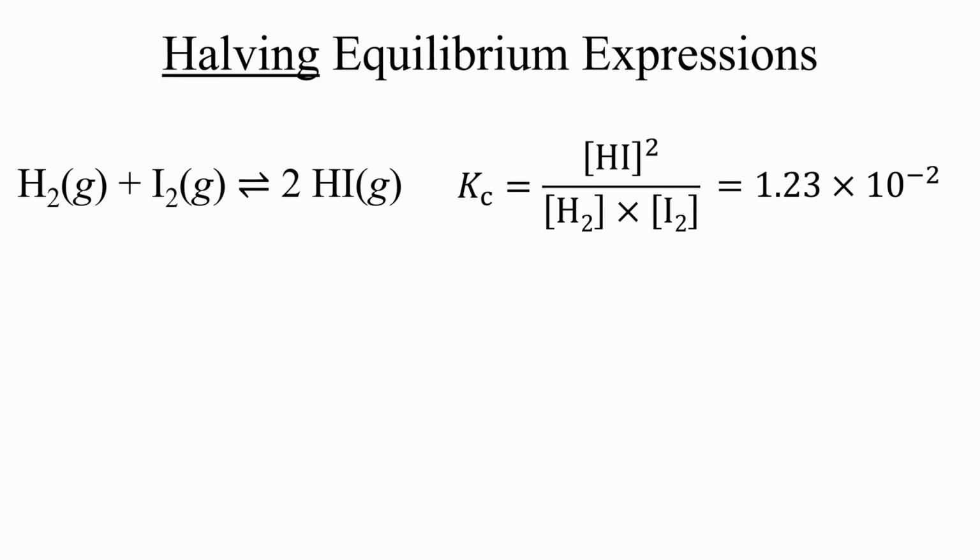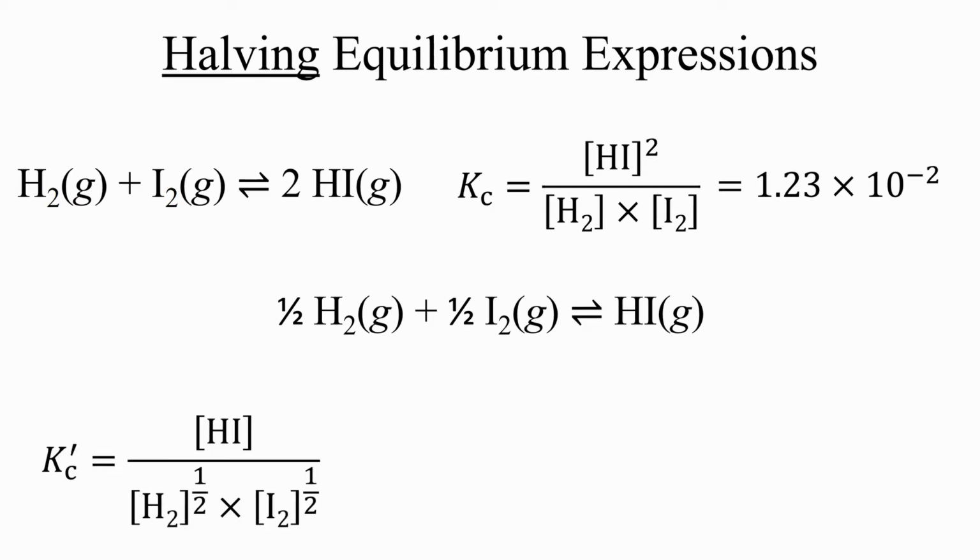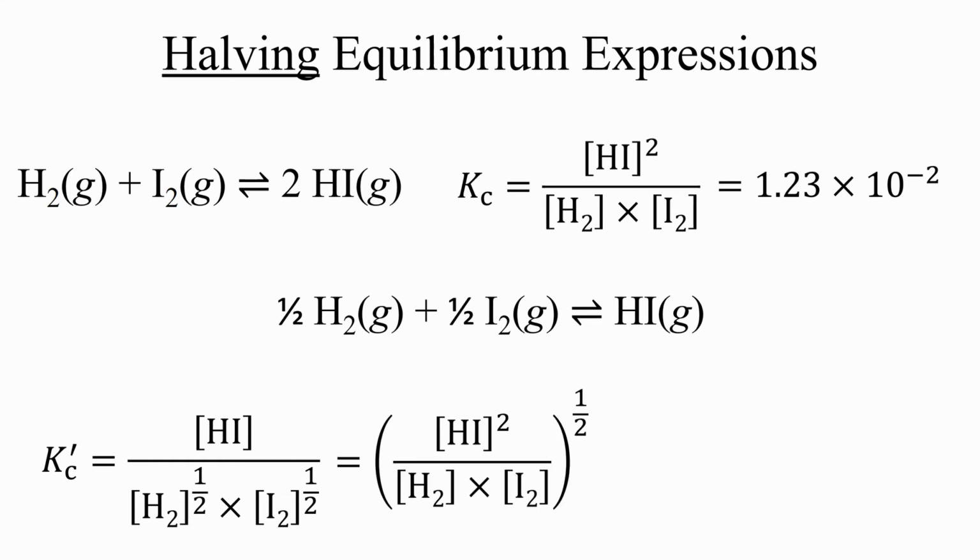Let's do that again with the same reaction, but slightly different. Let's take the same reaction and let's cut all of the stoichiometric coefficients in half. And again, we see this is the same as taking our original equilibrium expression and raising it to the power of 1/2, or taking the square root. Therefore, if we want to find out what the new equilibrium constant is under these new conditions, we just take the square root of our old equilibrium constant, and we get our new value.